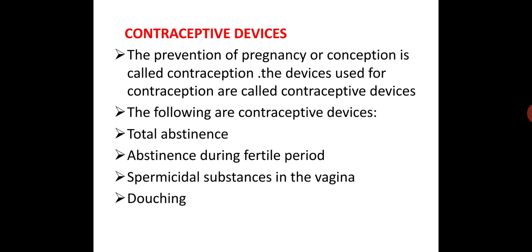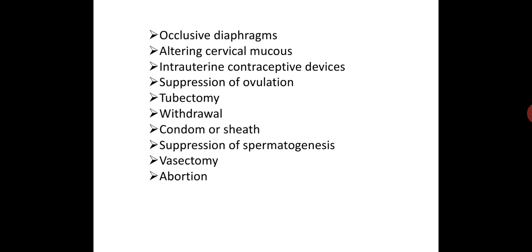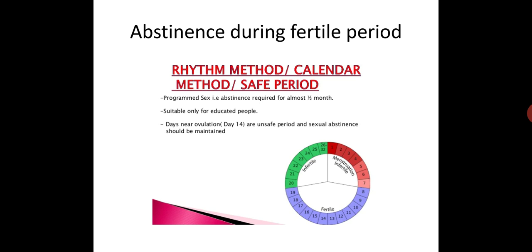The second method is abstinence during the fertile period. The third one is spermicidal substances in the vagina. The fifth one is douching. The next ones are occlusive diaphragm, altering cervical mucus, intrauterine contraceptive devices, suppression of ovulation, tubectomy, withdrawal, condom or sheath, suppression of spermatogenesis, vasectomy, and abortion. By all these methods, one can prevent pregnancy. Let us discuss one by one what these devices mean.